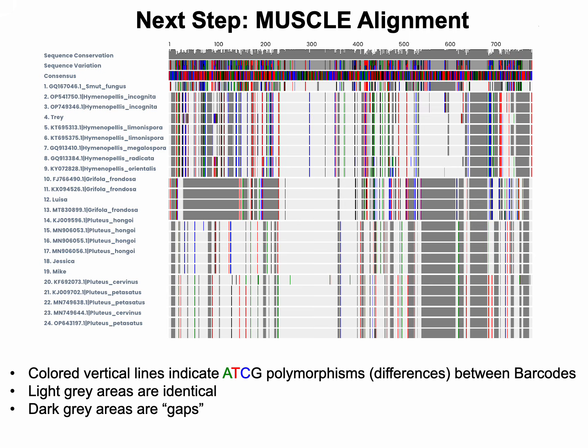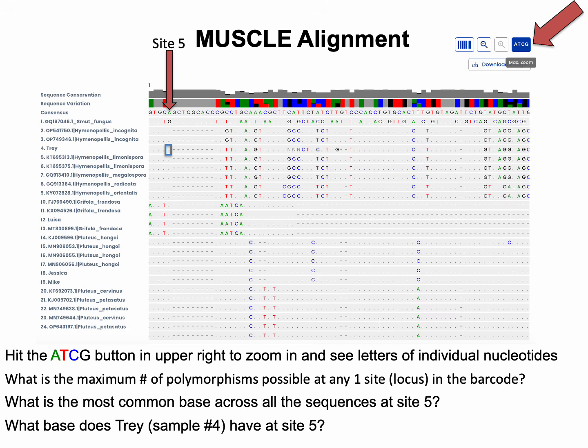Lastly, dark gray areas, if you see them in your alignment, represent gaps or spots where the sequence is missing from a particular sequence in the alignment. These gaps can be created by the insertion or deletion of large chunks of DNA in some but not all of the species being compared.